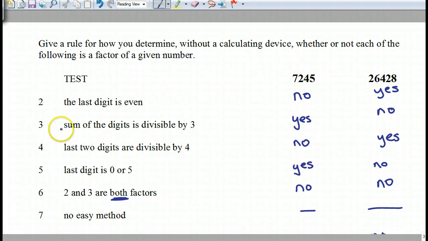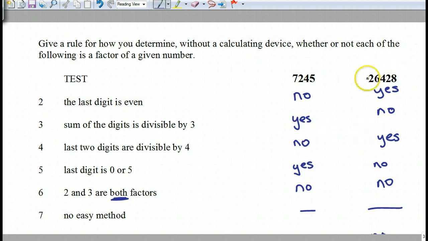If it's divisible by 3, what you're going to do is add up all the digits together and see if that's divisible by 3. So for this number, 7245, 7 plus 2 is 9, 4 plus 5 is 9, and 9 and 9 is 18, right? Is 18 divisible by 3? Yes, so that's why it's a yes.